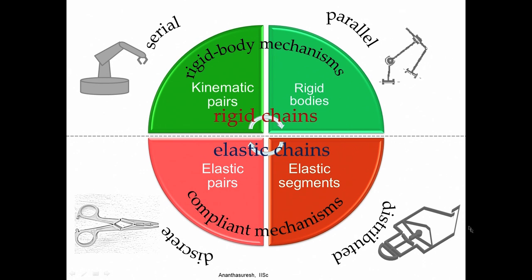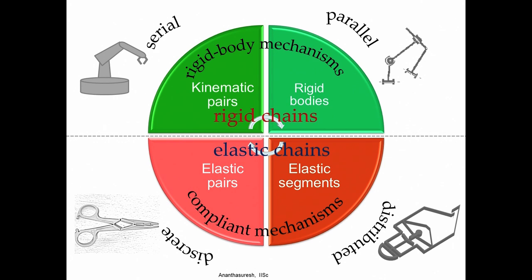As opposed to this, we have another kind of compliant mechanism. We will see a movie of it later in this lecture, which has distributed compliance. If this is discrete, that is, deformation is limited to a few locations, here the deformation is for all the segments. Okay, that is what we call elastic segments, elastically deformable segments as opposed to rigid bodies. That is how we can characterize and understand compliant mechanisms as opposed to rigid body mechanisms.